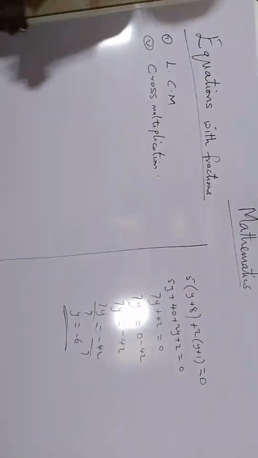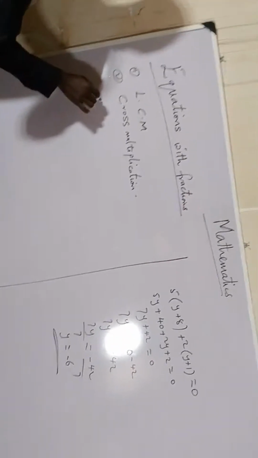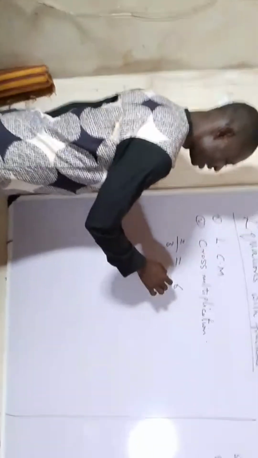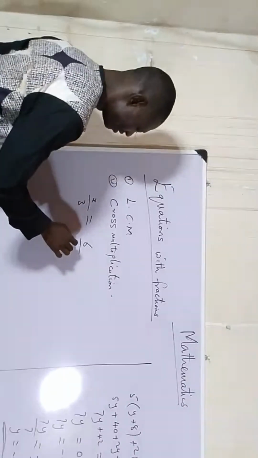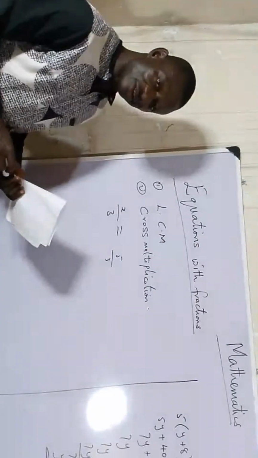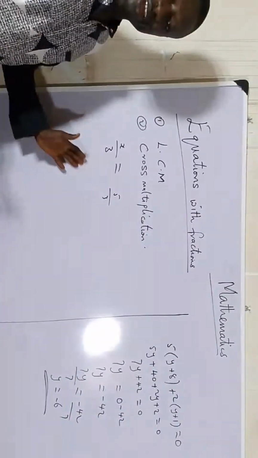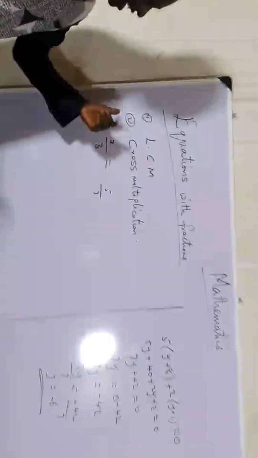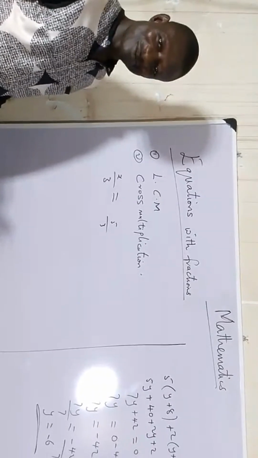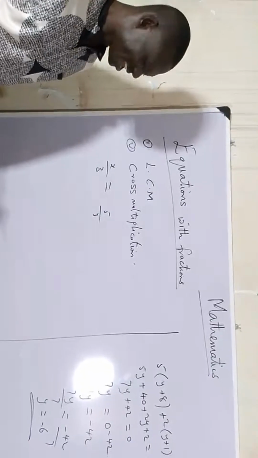Ironically, I'm going to start from number 2. Yes. Assume we have x over 3 is equal to, let's change it to become something like 5 over 3, for instance. What will be the value of x to make this equation true? Assume we use the LCM method. We use the LCM method first. Yes, let us do that.